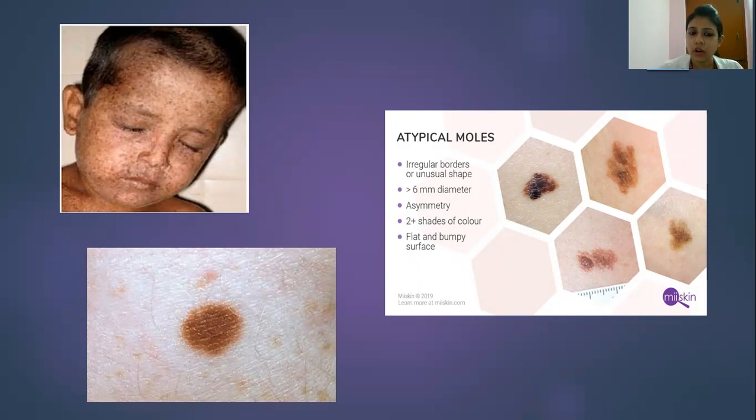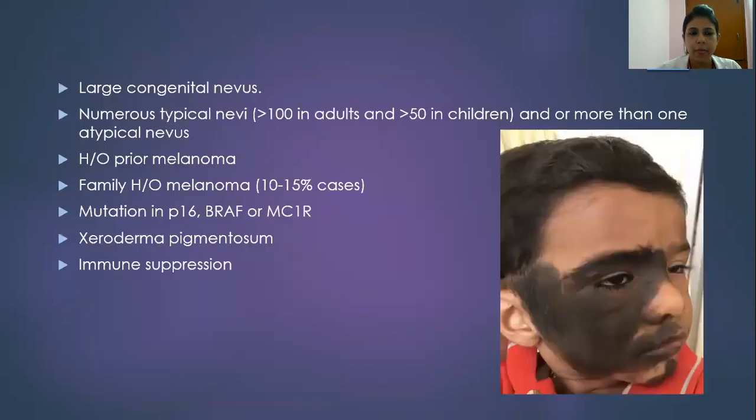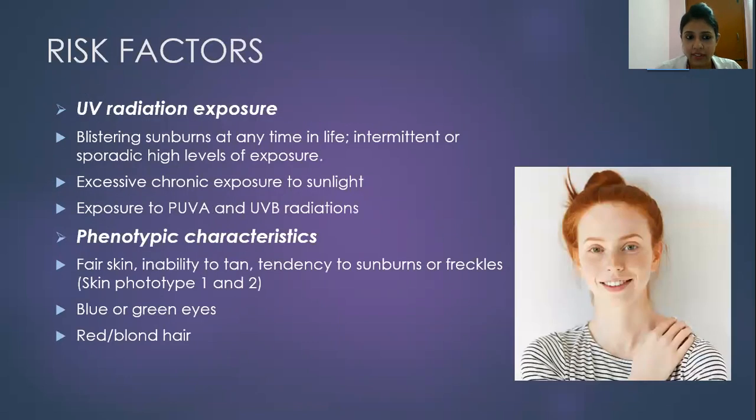It's usually symmetrical on all sides, usually less than 6 mm in diameter, and the border is usually regular. But an atypical mole has everything different, like I said. So these atypical moles or typical moles, if more than 100 in adults or more than 50 in children, are risk factors to develop melanoma. Other than that, we already discussed xeroderma pigmentosum, family history, immunosuppression. Then we have Fitzpatrick types 1 and 2, excess exposure to sunlight, and previous exposure to UV radiation.